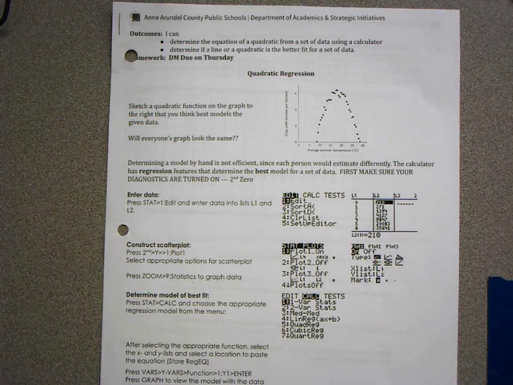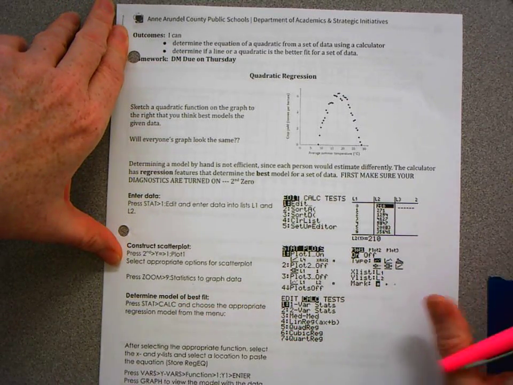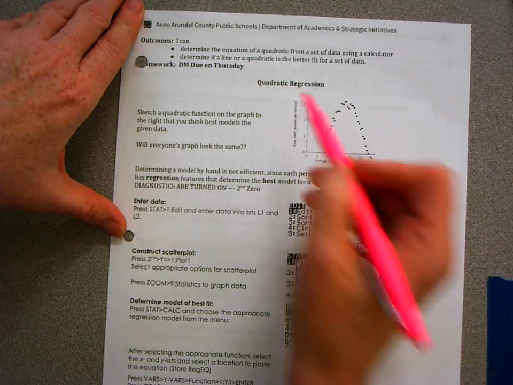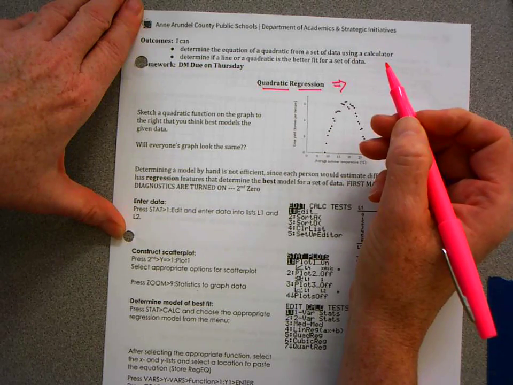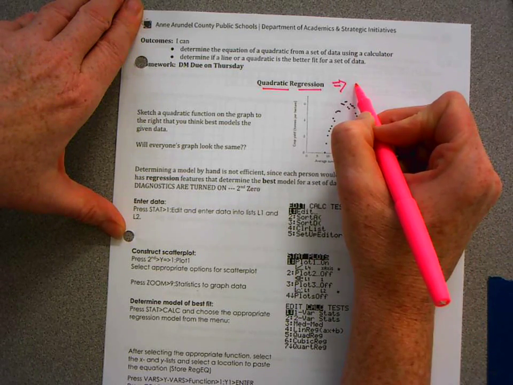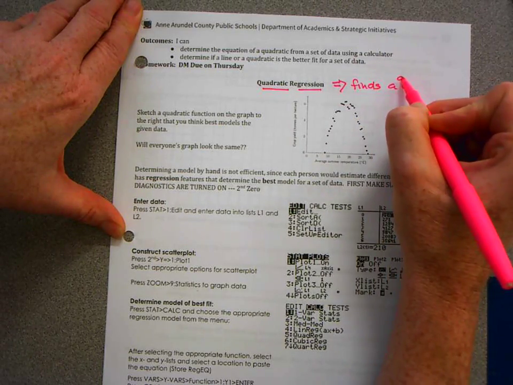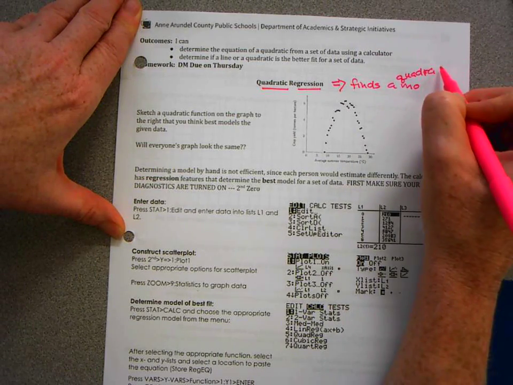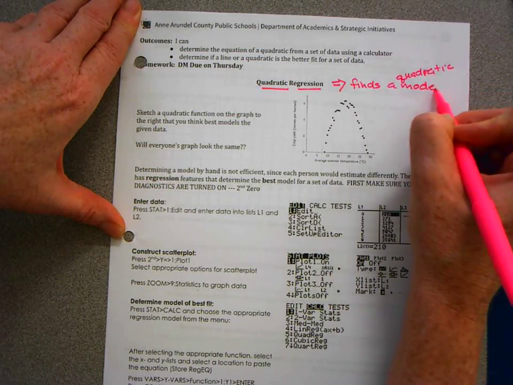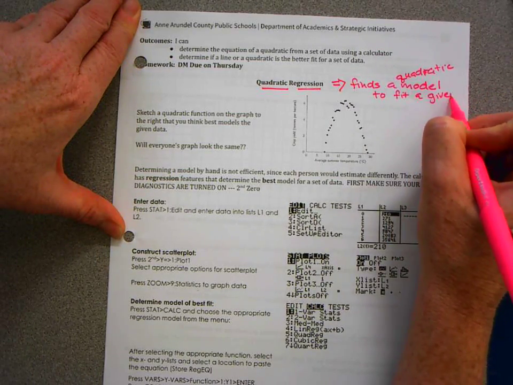Okay, so on our third video, it's very related to what we just did. What we just did by hand, we are doing with a calculator. All right, and what we're doing is quadratic regression. And what does quadratic regression do? It finds a quadratic model to fit a given data set.